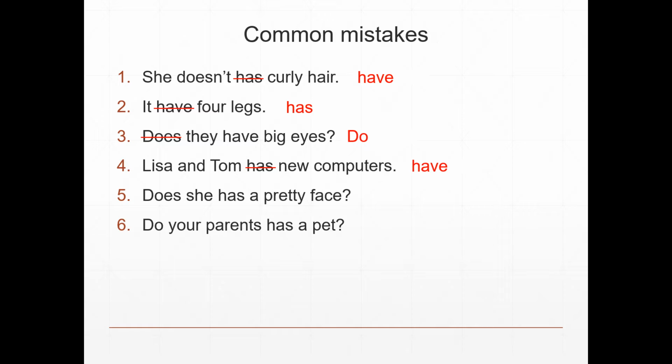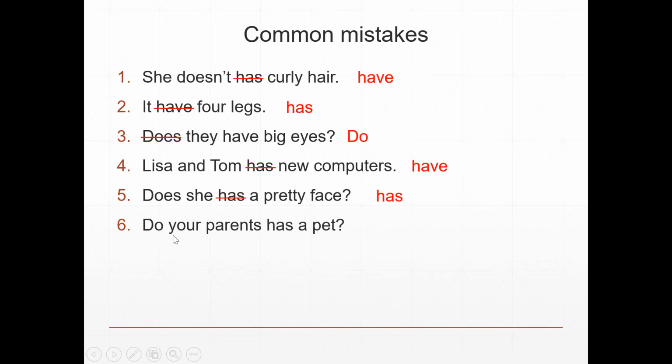Number 5, does she has a pretty face? Look at the question again. The question begins with the auxiliary verb does, because the subject is she, but the problem is with the verb has. In a question with he, she, it, and we have the auxiliary verb does, we don't need has. We need to use the verb have. Sorry, this is my mistake. This should be have, not has.